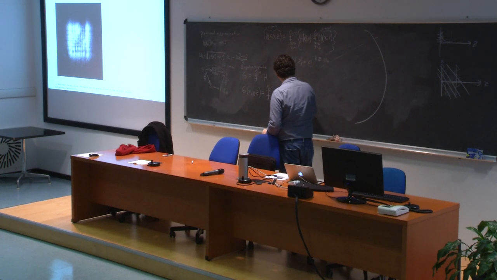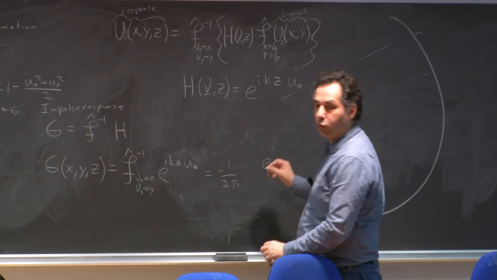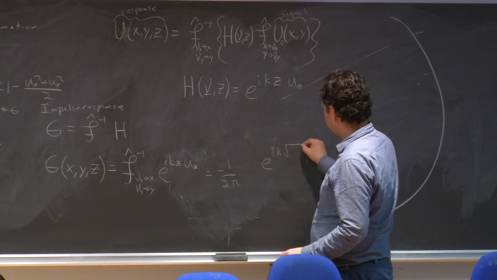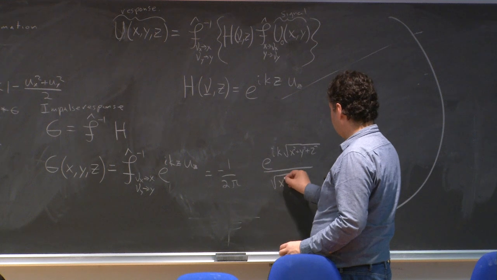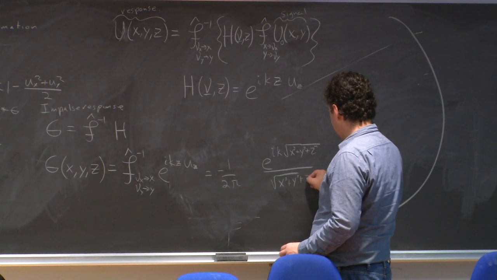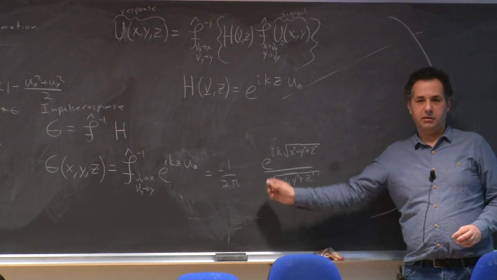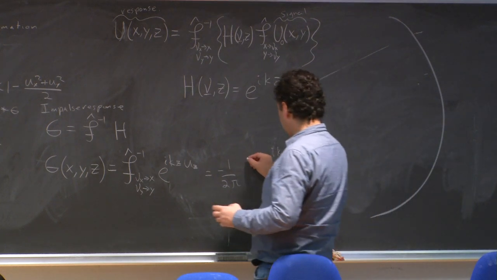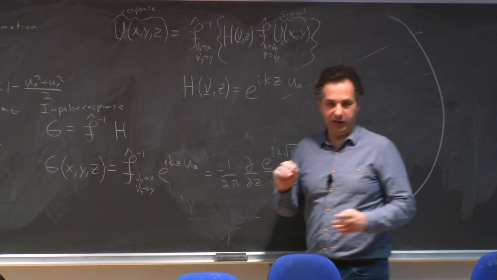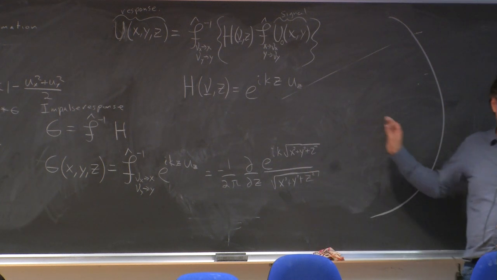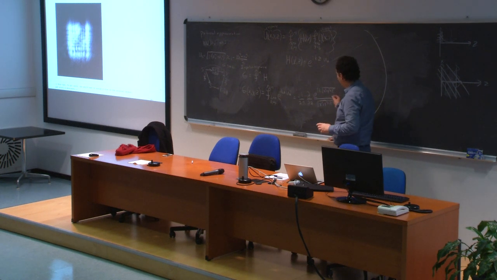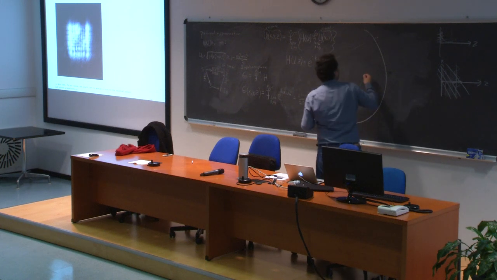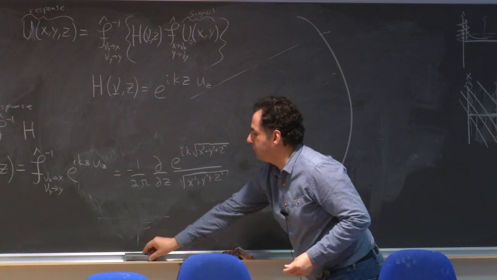It gives minus 1 over 2 pi, a spherical wave, e to the i k square root of x squared plus y squared plus z squared, divided by x squared plus y squared plus z squared. What is the name of this thing here? A spherical wave. And we get the derivative in z of that, as it turns out. So you can expand this. It has two terms, and oftentimes one is much bigger than the other, and you drop that one. But this is the exact result. It turns out that this z derivative of the spherical wave is very much like the spherical wave itself, times an obliquity factor.